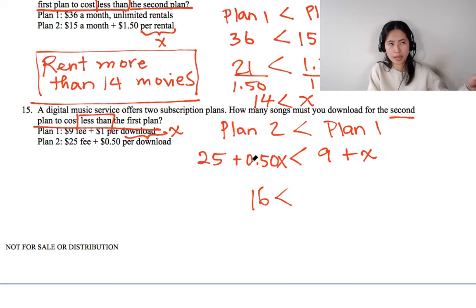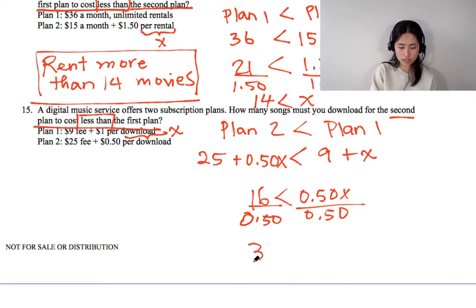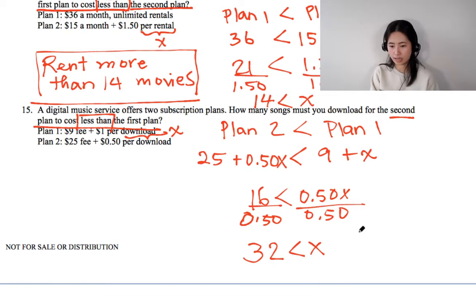So you need to make sure that you move that. So you're going to have 1 minus 0.50, which is 0.50x, and then divided by 0.50 for both sides. So 16 divided by 0.5, that's 32. So this is 32, and this has to be less than x, right? So x greater than 32. So that's how you're going to write this.